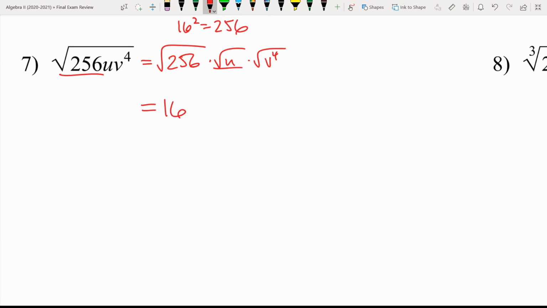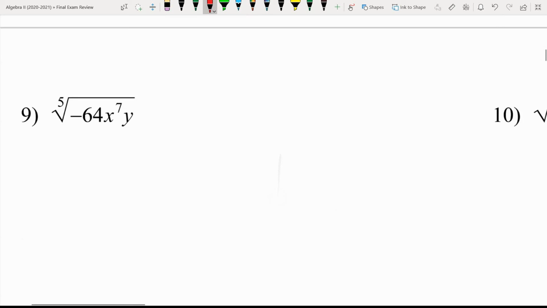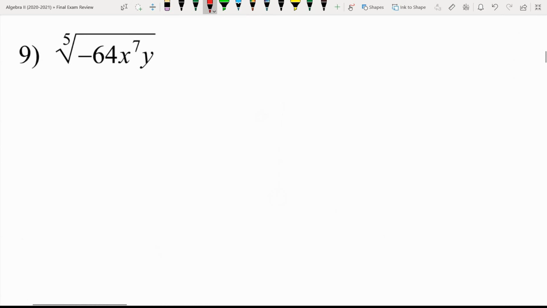The square root of u, can't do anything with it, but you can take the square root of v to the 4th. Remember, 2 is our root there, so it divides into the 4 twice. That means I've got a v squared on the outside. But the u, nothing I can do with that. That just stays put. All right, let's try another one kind of similar to that. You know what, I'm not going to worry about number 9 here. I'm probably not going to give you a 5th root or a negative here, just because it's a little bit bigger than I wanted.